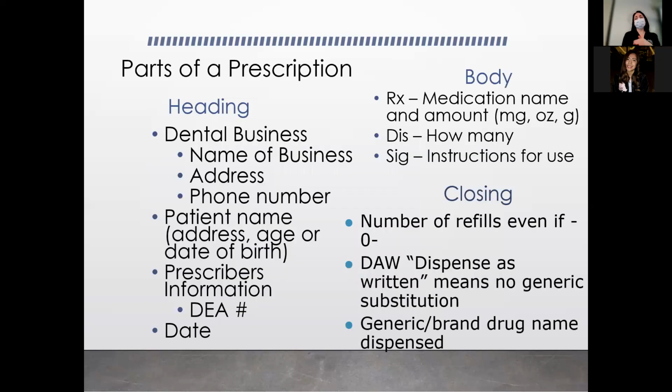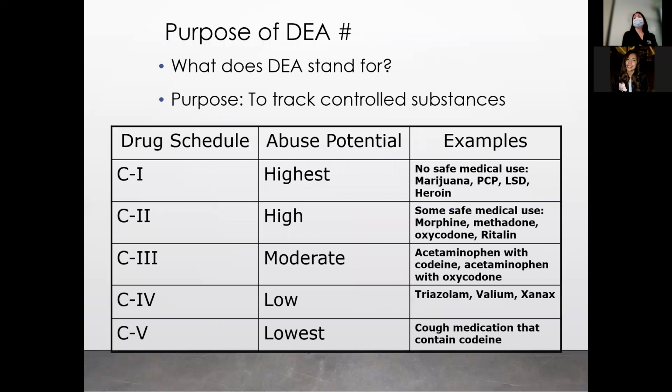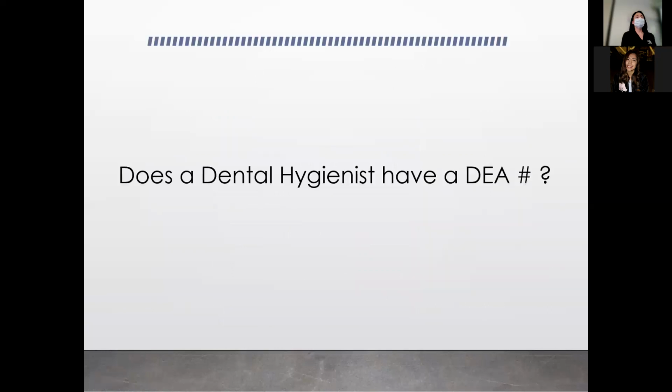This breaks that down again. So that's just what I basically said, but you can read that over. It breaks down the pieces a little bit more closely. These are the schedules of drugs. DEA, we don't have a DEA number. We can't prescribe controlled substances. So this is good to know, but that's all you really need to know, is that we don't have one.